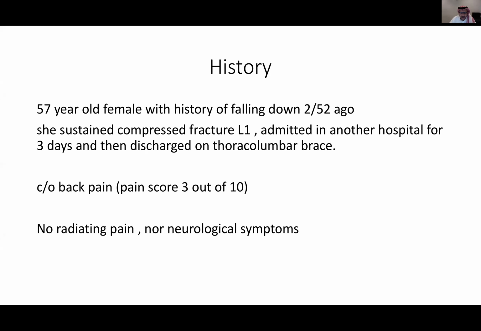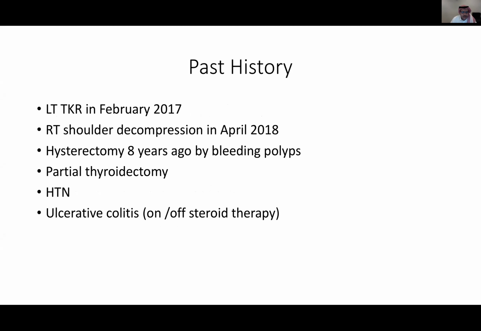The presentation at our clinic was actually after the 2 weeks. She came for a second opinion, complaining of back pain. Her pain score was 3 of 10. There is no radiation and no neurological symptoms. So when you look at the past history, what is important to us is that the patient was on and off on a steroid, which rings a bell that she may be osteoporotic, although she is relatively young, 57. And she had a partial thyroidectomy. So we put in mind that she may have an osteoporosis issue.